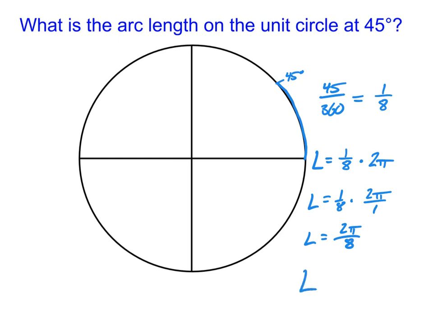And then last step is just reduce that fraction. 2 pi over 8, I can divide both top and bottom by 2 here, and so I end up getting pi over 4. And so that is my arc length at 45 degrees.